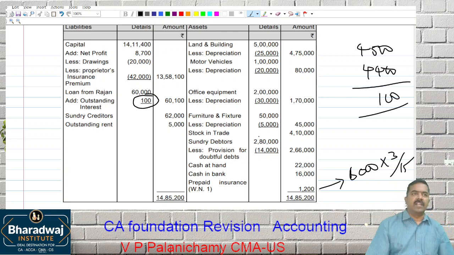How to prepare the manufacturing, trading and P&L account, we will see next. Shall I proceed? Okay. Shall we proceed? Yes.